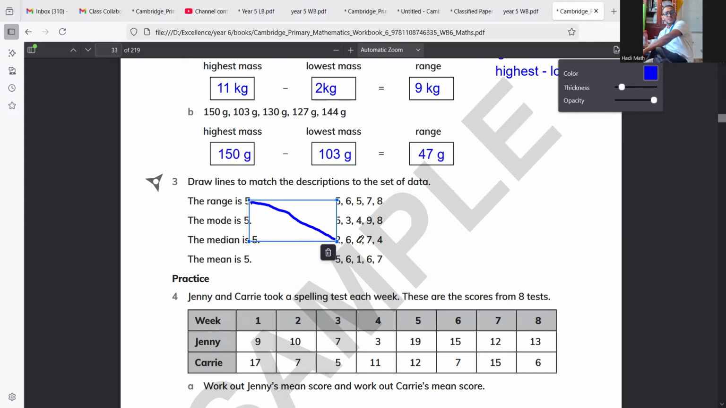Let's see the second question. They say the mode is 5. The mode is the most repeated. Look here, the most repeated is 5. Here, the mode is 5, yes. In the others, we don't have any number repeated more. So the mode is 5 in the first question, question number 1.